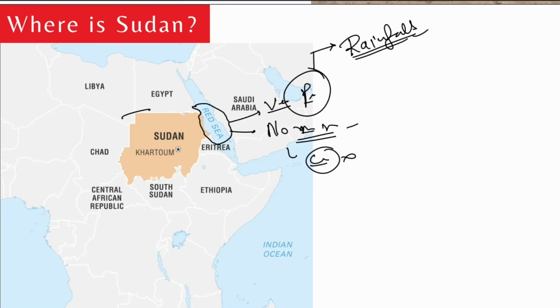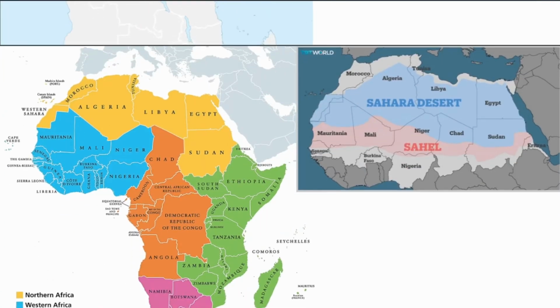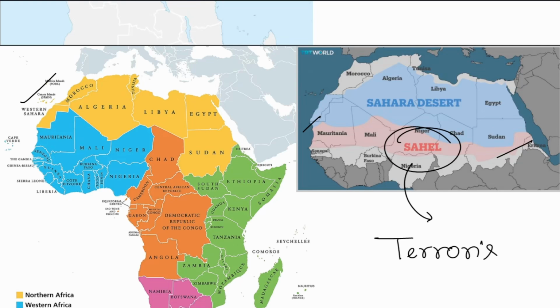But you can remember, see Sudan here. In the north we see Egypt, Libya, Chad, Central African Republic, South Sudan, Ethiopia here, and Eritrea here, and the Red Sea here. So both these things are important. This is a general map of Africa. I've included it in the PDF for you to learn and remember. This finally is the Sahel region we were talking about. This whole region is suffering from terrorism. This is the Sahel region. So this is a rather unstable region in Africa. So this you can read about.